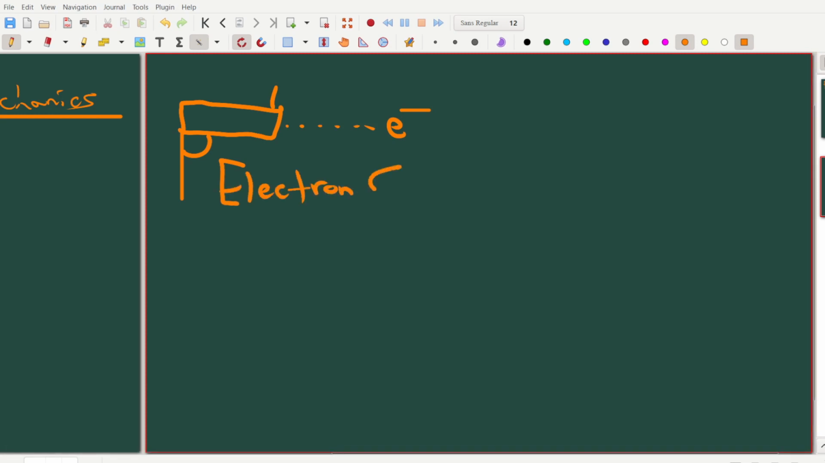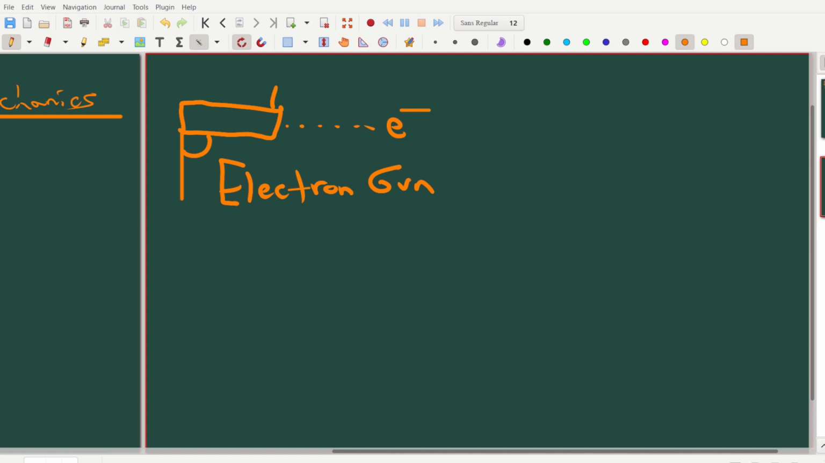Does anyone know where you would find an electron gun in a home? Anyone have any idea? Yeah. Aren't they used to see where the electricity is running through, like, a wire or something? I suppose so. That's not really what I mean here. Here we're taking a gun and we're shooting electrons through the air.